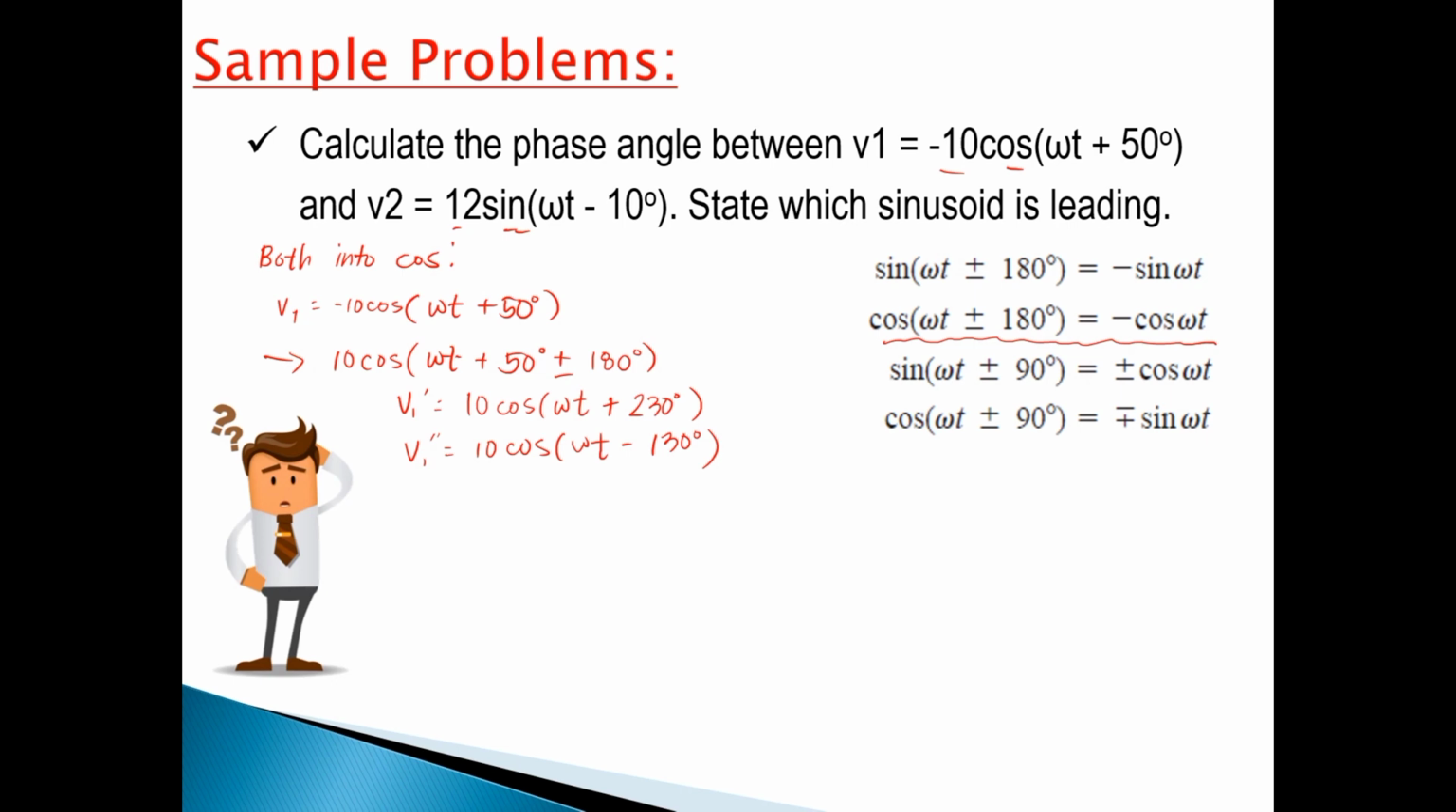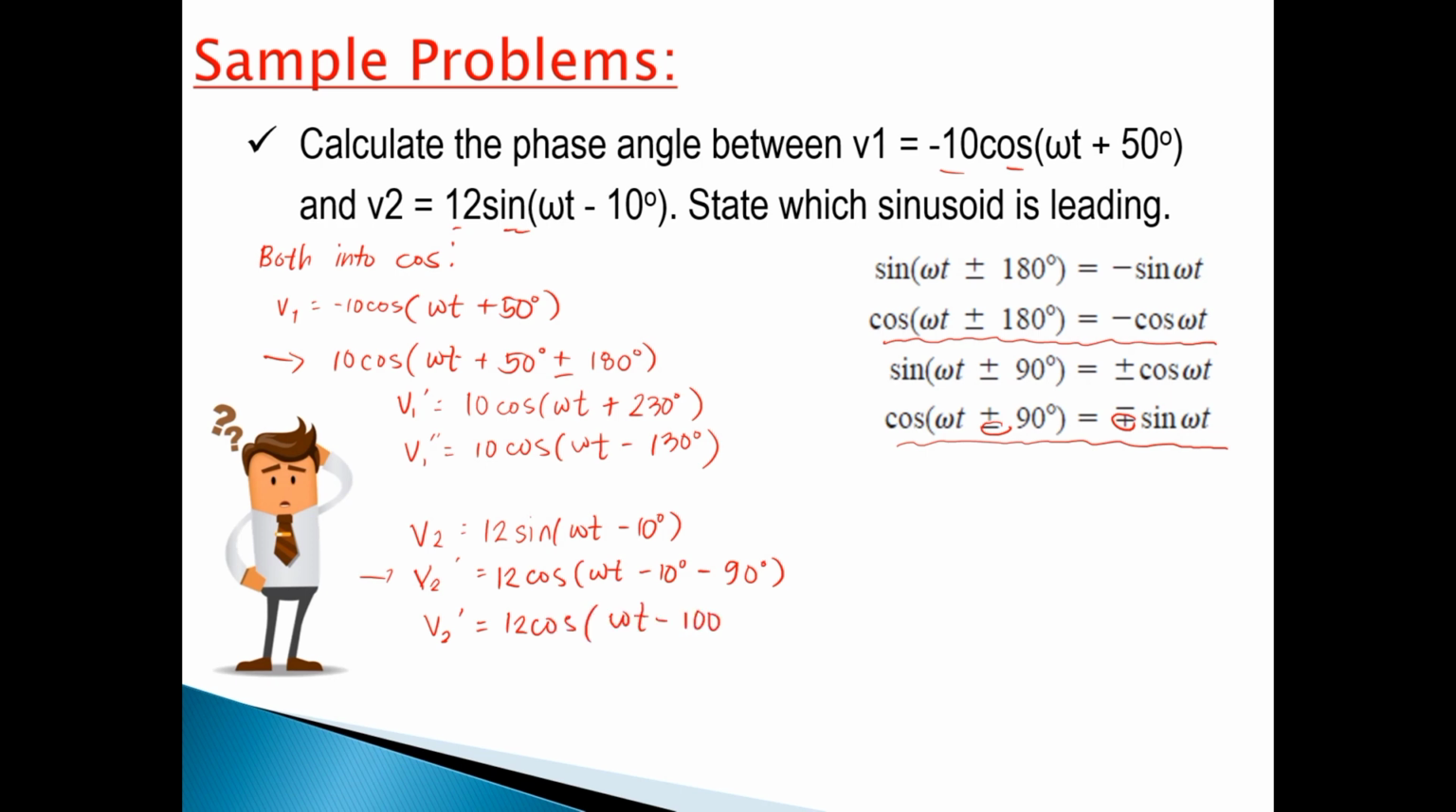Then for V2, 12 sine of omega t minus 10 degrees. If we convert sine into cosine, we will use this one. Since we have a positive sine, we will use the negative here: cosine of omega t minus 90 degrees. So our V2 prime will be equal to 12 cosine of omega t minus 10 degrees minus 90 degrees. Therefore, our V2 prime is equal to 12 cosine of omega t minus 100 degrees.